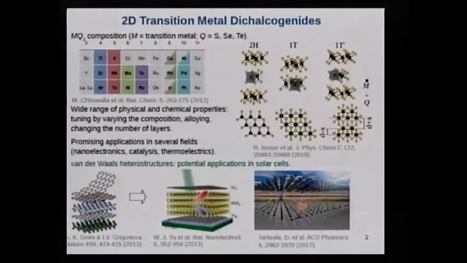One particular opportunity that these two-dimensional materials offer is the construction of van der Waals heterostructures, which is the combination of different monolayers by stacking, because you don't have the restrictions that usual three-dimensional materials have for the matching of these different materials in these junctions. And one of the potential applications of these van der Waals heterostructures is solar cells.